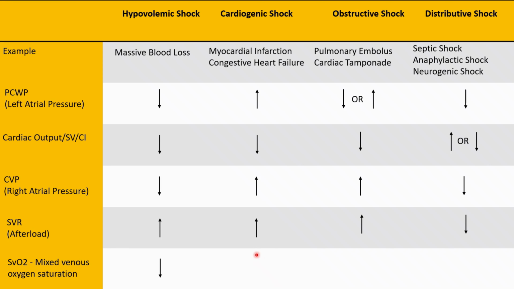Oxygenated blood isn't reaching the tissues. When so little oxygenated blood is reaching the tissues, they have to extract every last molecule of oxygen, and SVO2 will therefore fall. Now, obstructive shock, same pathology. Think of pulmonary embolus, think of cardiac tamponade. Cardiac output is low. Oxygenated blood is not reaching the tissues. So tissues extract every last molecule of oxygen. Every last molecule that they have to spare, they will take it.